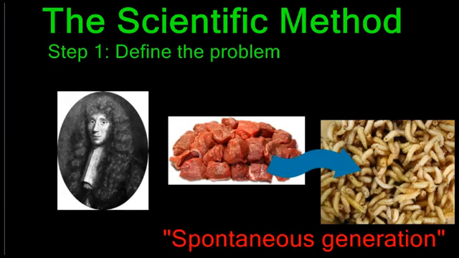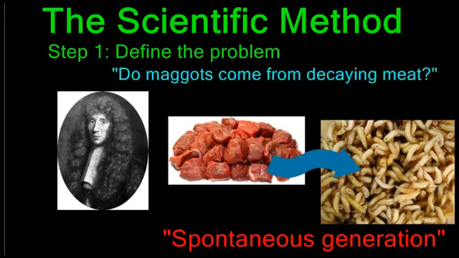So he started the scientific method by defining his problem. The question that he asked was, do maggots come from decaying meat? And obviously today we know that they don't, but in this time frame, they had to do an experiment to figure it out.